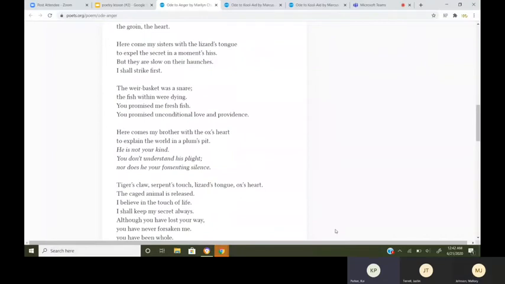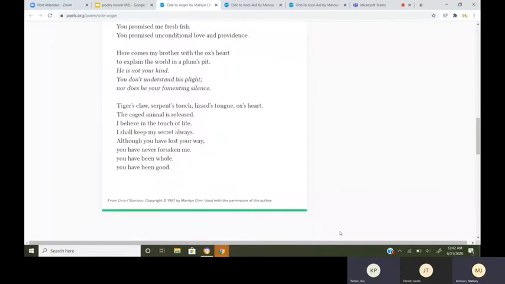Here comes my brother with the ox's heart to explain the world in plum's pit. He is not your kind. You don't understand his plight, nor does he your tormenting silence. Tiger's claw, serpent's touch, lizard's tongue, ox's heart. The caged animal is released. I believe in the touch of life. I shall keep my secrets always. Although you have lost your way, you have never forsaken me. You have been whole, you have been good.